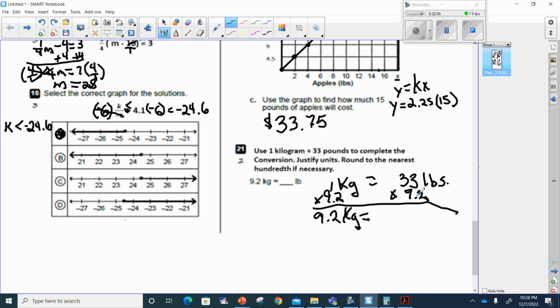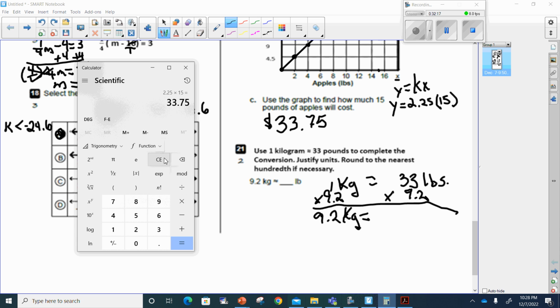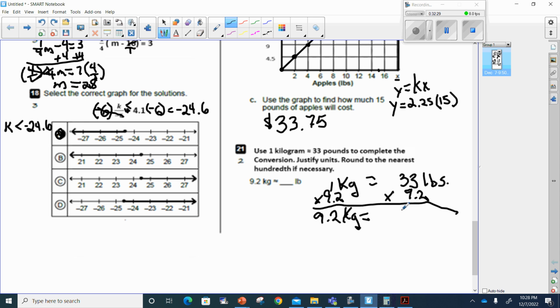Now we got to find out what this is, and this is a multiplication sign. Sorry, I shouldn't use that. I'm used to using different signs in front of you. And when I bring my calculator over here, I'm going to take 33 times 9.2. That's going to give me 303.6 pounds. So my answer to this is 303.6.